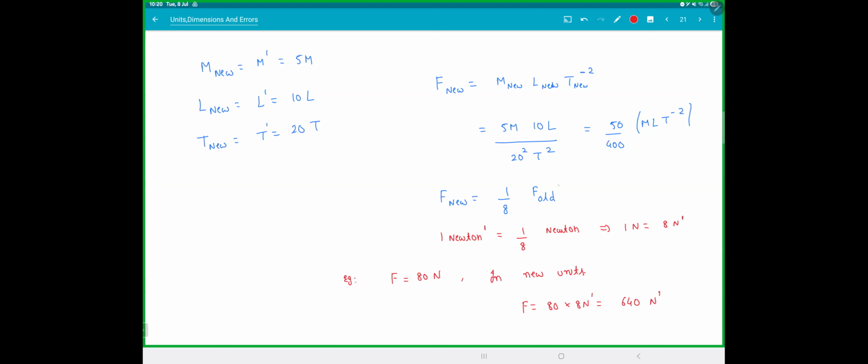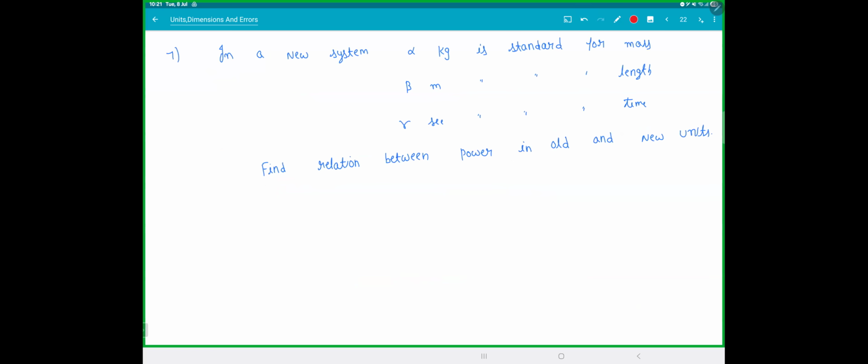Because look at this, the new chocolate is 1/8 of the old chocolate. That means if there are 80 old chocolates, you're breaking each chocolate into 8 pieces. So 80 into 8, there are 640 chocolates. Is that making sense? That is the meaning of it. We wrote that wrong, so be careful with that. So the meaning of this is 1 Newton dash is 1/8 of a Newton. So you're replacing 1 Newton with Newton dash.